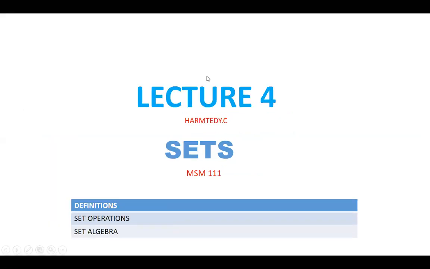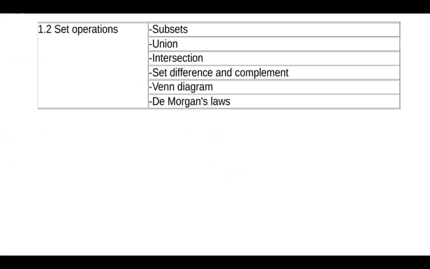Okay. So to begin with, we'll look at these topics today on set operations, which is the subsets, the union set, intersection set, set difference, and the complement, the Venn diagram, and De Morgan's laws. So you have to especially pay attention to set difference and the complement of the set. At least I know most of us know what it means when you talk about complement, but we're going to do it.